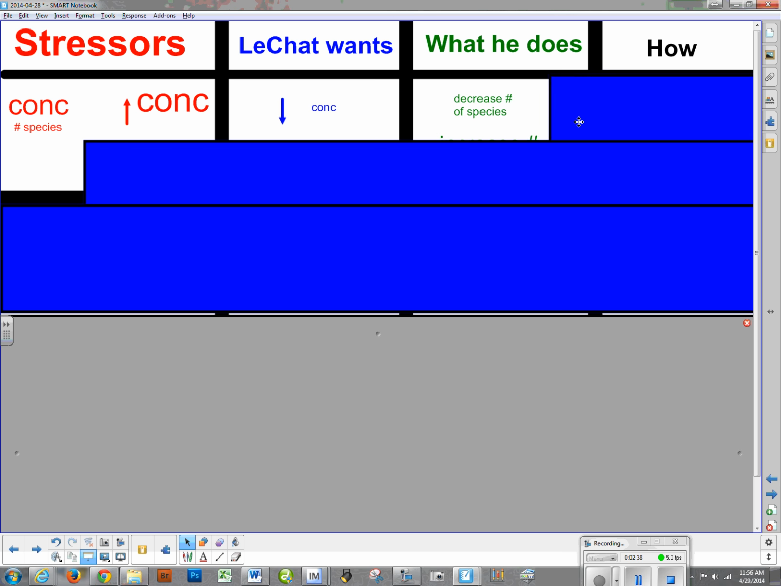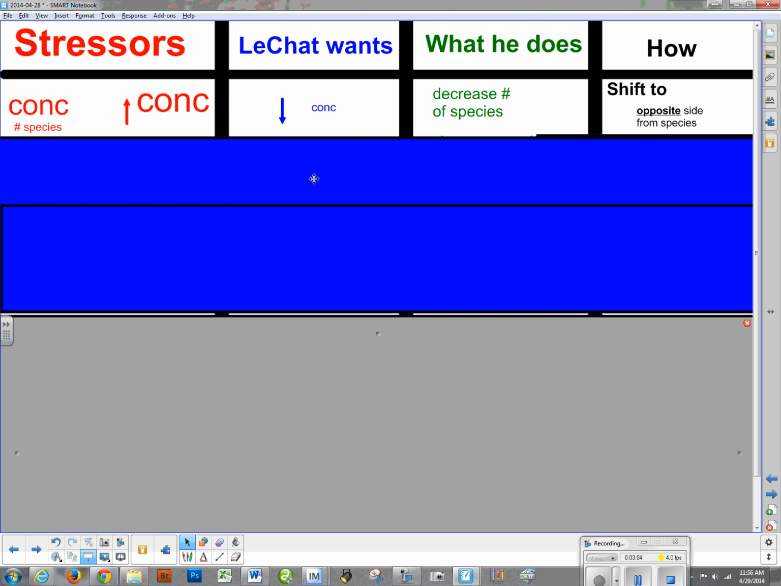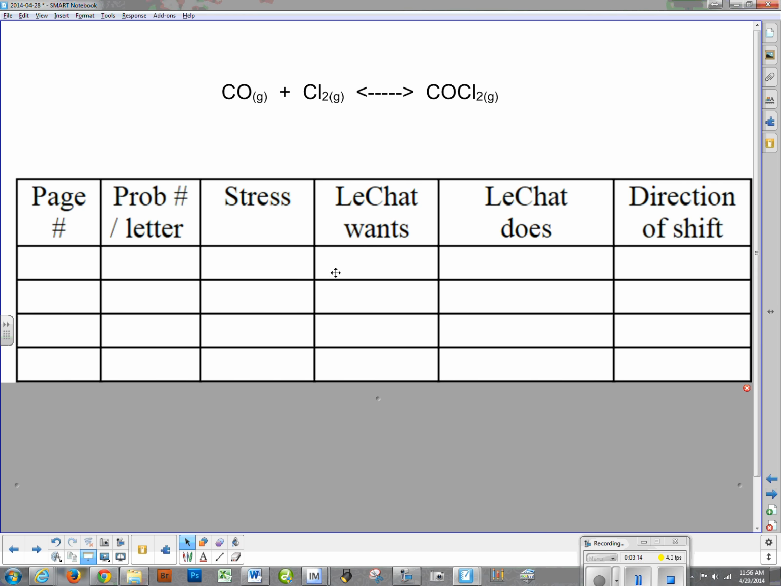Now, what he does is he decreases the number of species. That's what he can do. And he can do that using the balanced chemical equation. So we want to get that down, and then how he actually does it is he's going to shift to the opposite side from the species that represents the stressor. Okay? So that's what we're doing here in our first example. Now let's go over to the next page and get out your little chart like this.